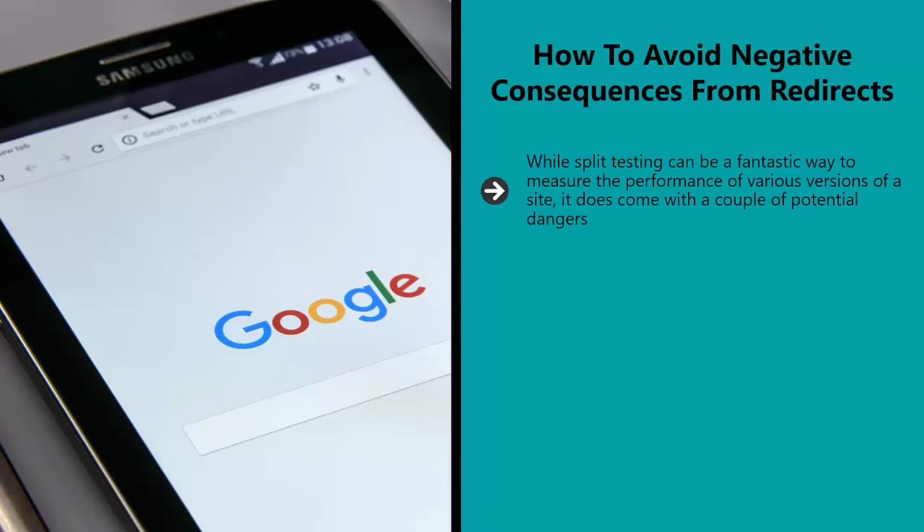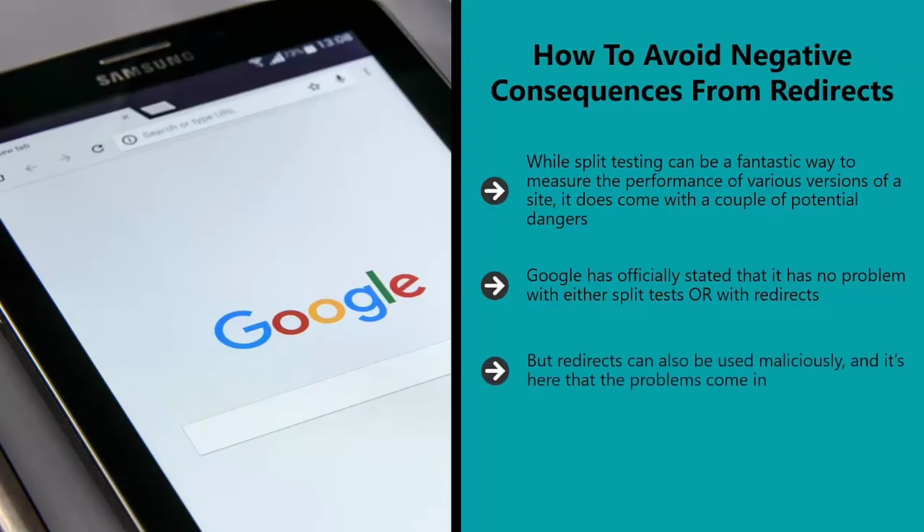While split testing can be a fantastic way to measure the performance of various versions of a site, it does come with a couple of potential dangers. In particular, using the redirect method can risk harming your SEO. Google has officially stated that it has no problem with either split tests or with redirects. In fact, redirects are commonly used in a variety of other scenarios. They are necessary for many e-commerce tools, for example, and also used to mask URLs for affiliate marketers. But redirects can also be used maliciously, and it's here that the problems come in.